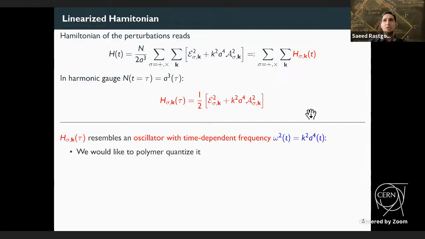As I mentioned, the Hamiltonian you see here is a Hamiltonian with a time-dependent omega. Now, if you want to go ahead and quantize this, we quantize it using something related to quantum gravity, called polymer quantization. I will talk briefly about that. But if you want to quantize this, no one really knows how to polymer quantize a harmonic oscillator with a time-dependent frequency.